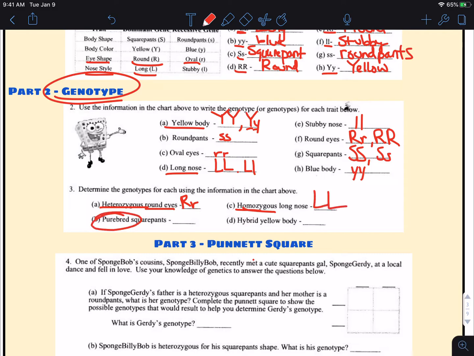Now whenever you see words like this, purebred, we're going to say purebred is the same as homozygous, and hybrid is the same as heterozygous. When you have purebred square pants, that's homozygous square pants, so it's got to be the same. It's square pants, so it's going to be big S, big S. Now over here it's hybrid, so it's heterozygous yellow body, so it's still going to be yellow body. It's just going to have one and then the other. It's going to be big Y, little y.